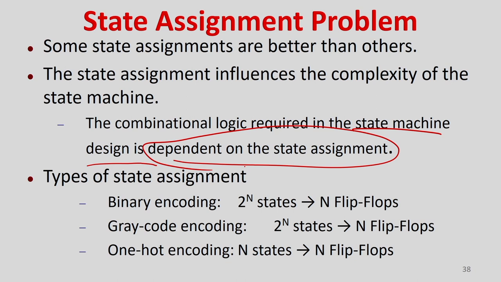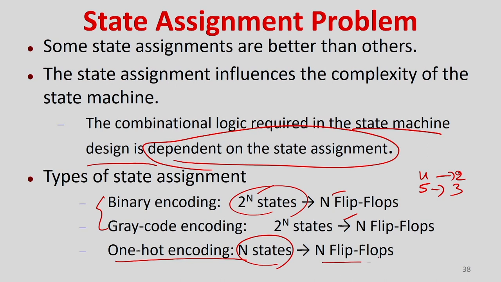And there are two types of assignment. Binary and gray use n flip flops if the number of states is up to 2 to the power n. So, if it is 5 states, the number of flip flops will be 3. If it is 4, then it will be 2. And for one hot encoding, for n states, it uses n flip flops.